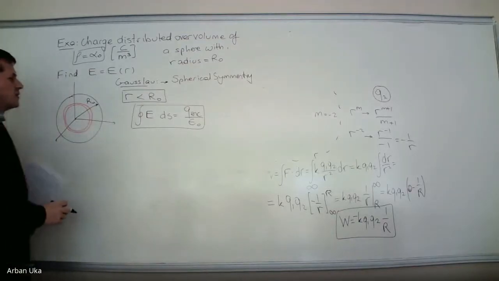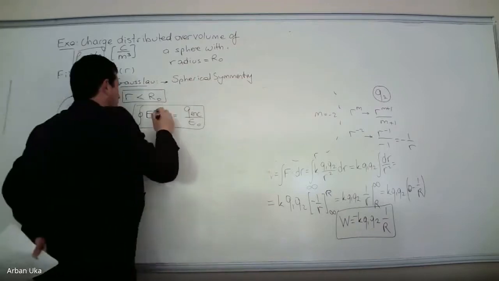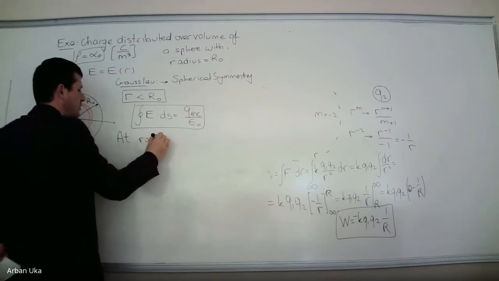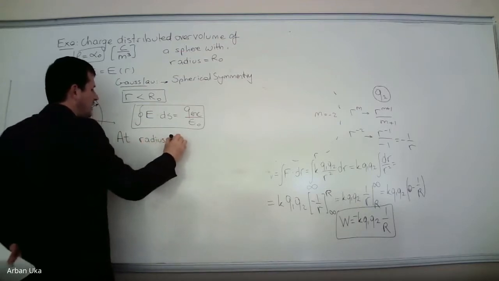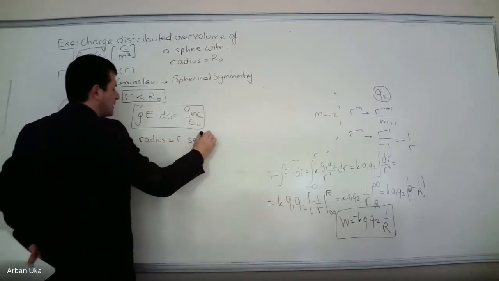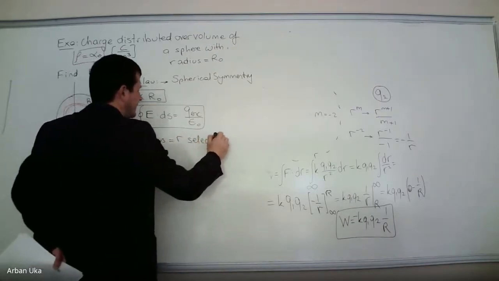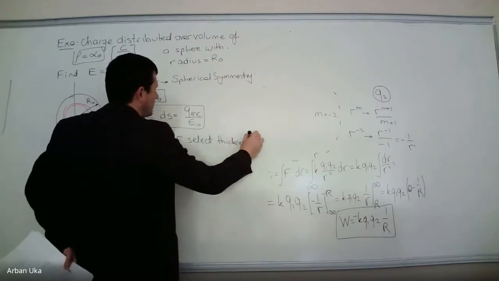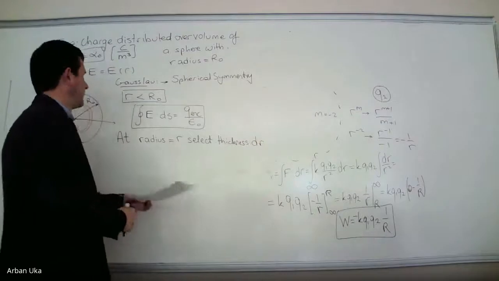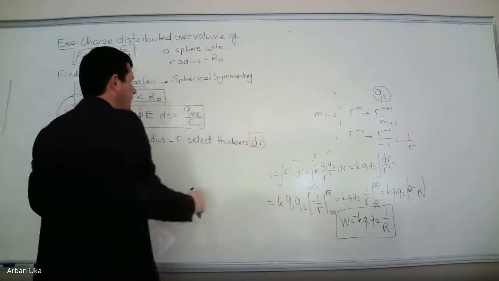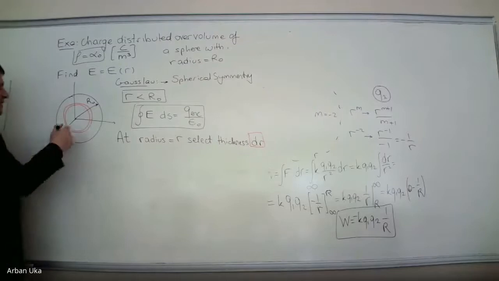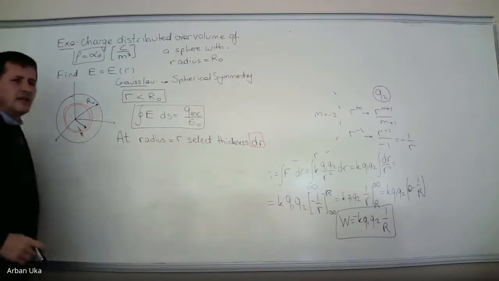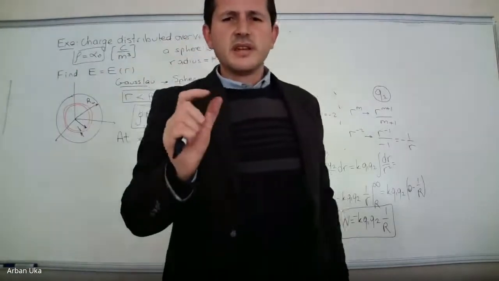And then the terminology that we're going to use is the following. At a radius equal to R, select a thickness delta R. Okay, so this means that at any radius R like this, we have to select an infinitesimally small thickness dr.